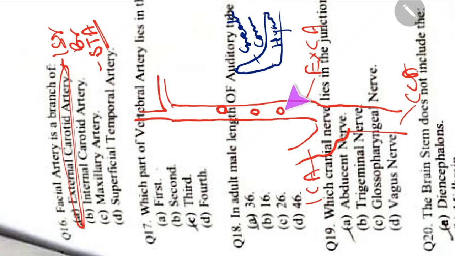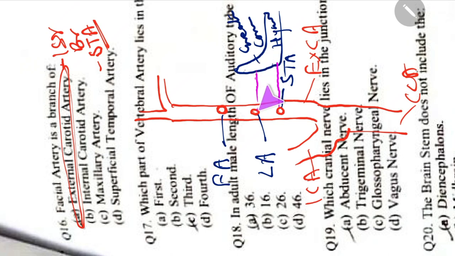Let's say this is the superior thyroid artery, right? Then you have the lingual artery, and then the facial artery. I have already told you that the superior thyroid artery is the first branch of the external carotid artery. Where does it arise? Remember, it arises below the greater cornua of the hyoid. The lingual artery arises at the level of the greater cornua of hyoid. About the facial artery, remember, it arises above the greater cornua of the hyoid. So these are three important location points.